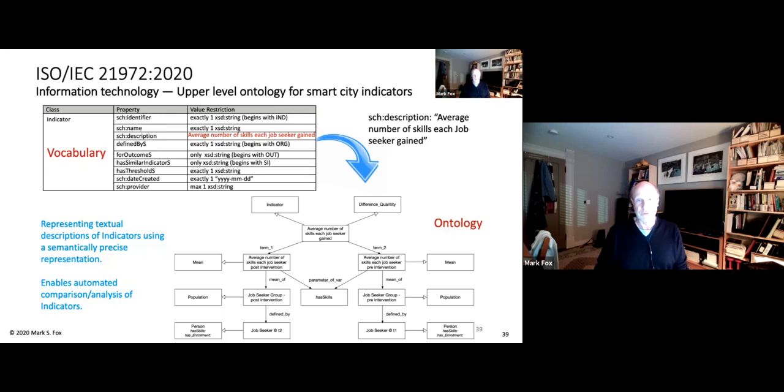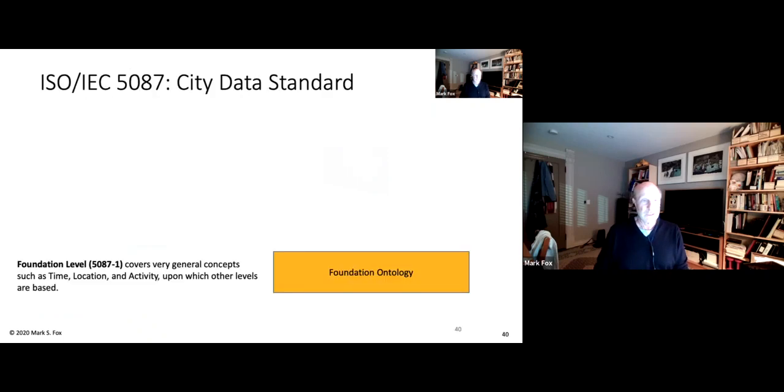I am also the editor of these standards. It's the 5087 family of ontologies. There are three levels to it. The foundation level, which covers general concepts such as time, location, activity, upon which the other levels are built.